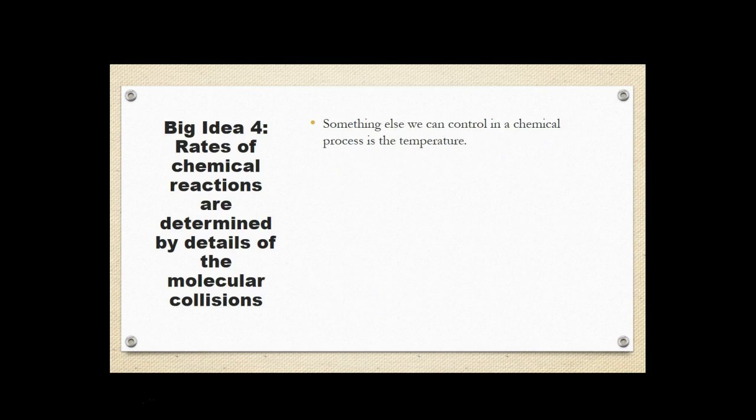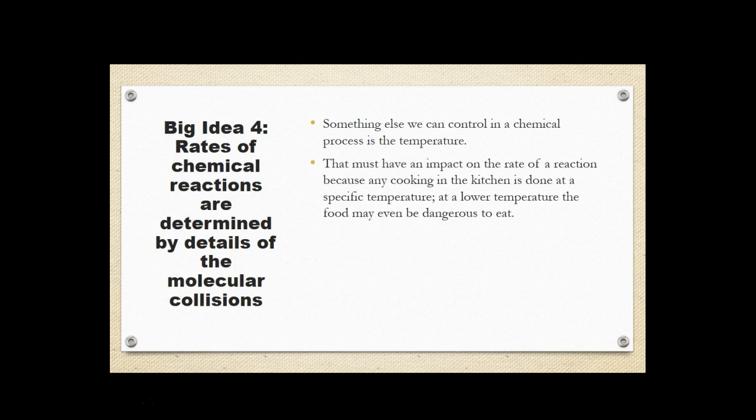Something else we can control in a chemical process is the temperature of the process. That must have an impact on the rate of a chemical reaction, because if we're cooking in the kitchen, we're going to be told at what temperature to cook. And if we cook at a lower temperature, we may find that the food is dangerous to eat because there are organisms that are not killed through the various processes that occur in heat. There are organisms that can harm us if we eat them.